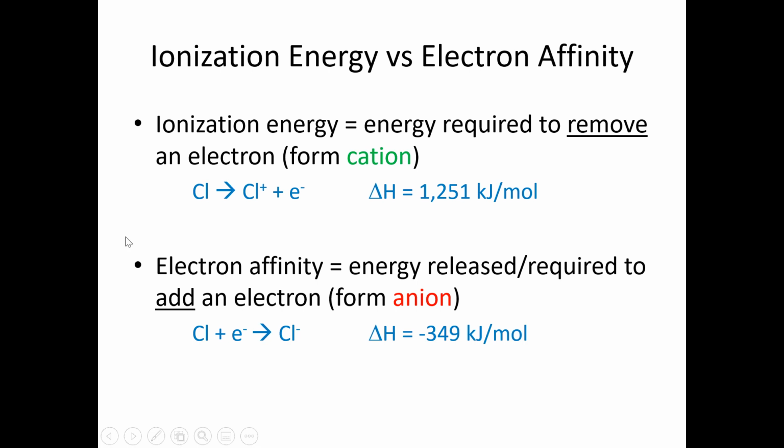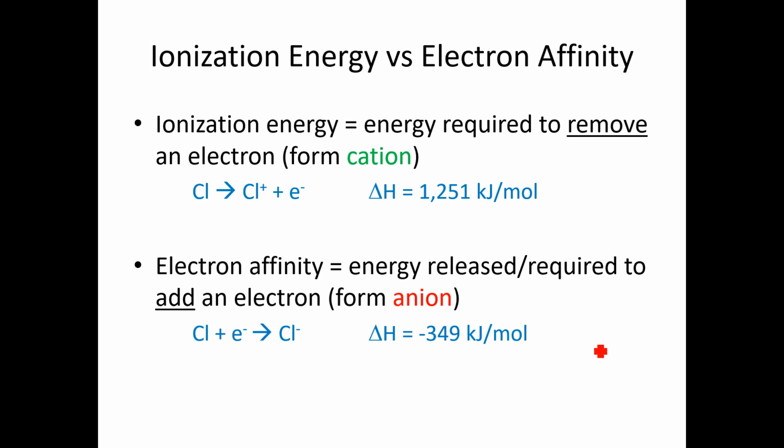So here's a side-by-side comparison. Ionization energy is the energy required to remove an electron to form a cation, a positive ion. Electron affinity is the energy released or required to add an electron and form an anion. So again, they're kind of the opposites. And something that you will notice is ionization energies are always positive. It always takes energy to remove an electron from an atom because you're having to overcome the attraction of that electron to the nucleus. Electron affinity could be negative or positive.